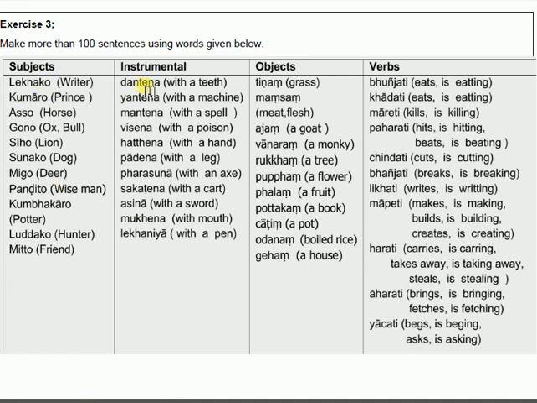Here: subject, instrumental, object, verb. This is the normal Pali word order. So we can write easily, we can make sentences easily. Let's make sentences now.